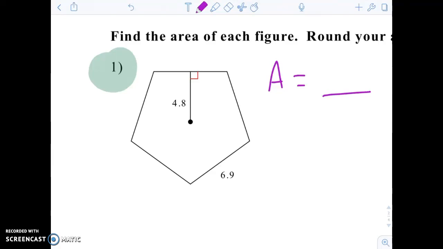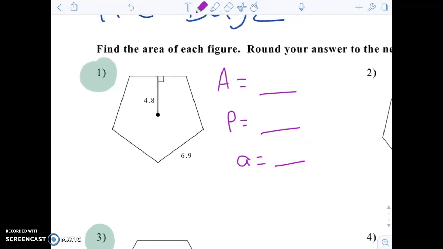So before I do that, I'm just going to look. Do I have perimeter? Do I have apothem? Because if I do, I don't have to do all the hard work, I have my pieces. Since I have this side length, I can just take that times 5 in order to get the perimeter. So 6.9 times 5 is what my perimeter would be, so 34.5.